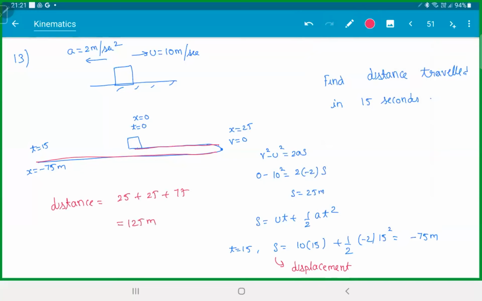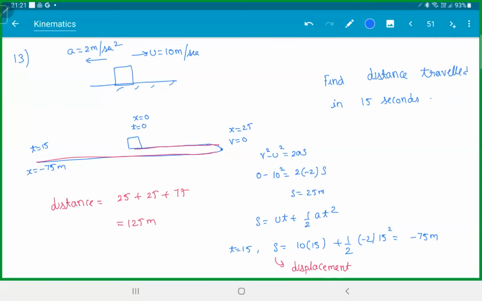Please check. Whenever they ask you to find the distance, you literally have to draw the path. There is no direct formula for distance in physics, unless there's an integration problem. Normally, you have to draw the path and see how it is actually traveling. This guy is going front and then coming back.